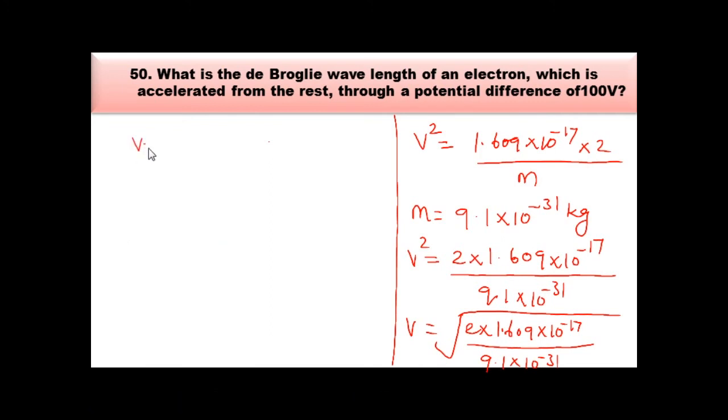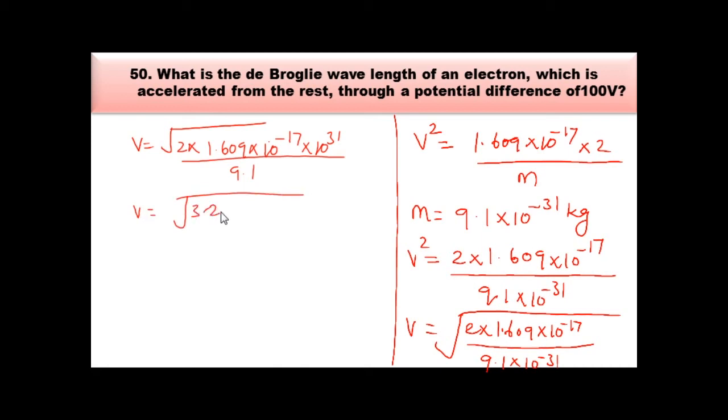So v equal to the root of 2 into 1.609 into 10 power minus 17 into 10 power 31 divided by 9.1. So v equal to 3.218 multiplied with 10 power 14 divided by 9.1. So v equal to 5.93 into 10 power 6 meter per second.